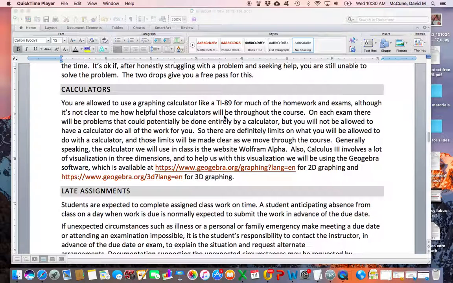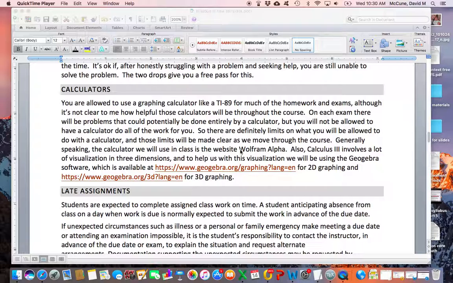Okay, welcome back. So just picking up in part two where we left off. Calculators. There is a calculator policy for the class. You can use something like a TI-89, although it's not clear to me how helpful that will be. In particular, I myself don't own a physical calculator.